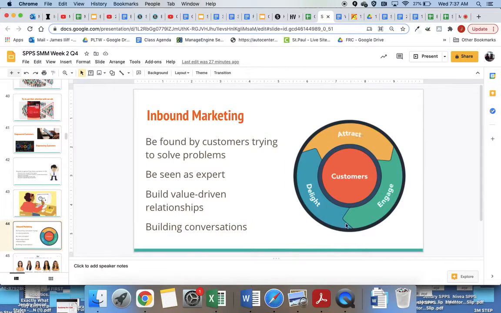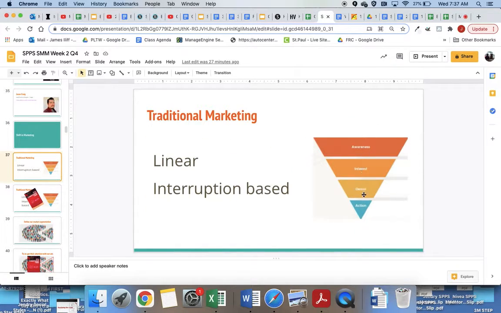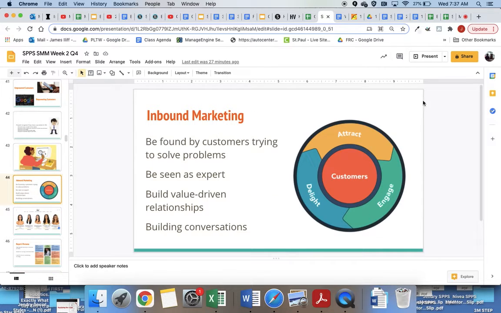Now, this is the new model of marketing. Before, it was this model: awareness, interest, desire, action. So this is the marketing funnel. But with the new model, we call it the flywheel. You work hard to attract your customer. Once you attract them, you engage them. And then once you've engaged them, you delight them with your products and services, going a little bit extra every single time to delight your customer.